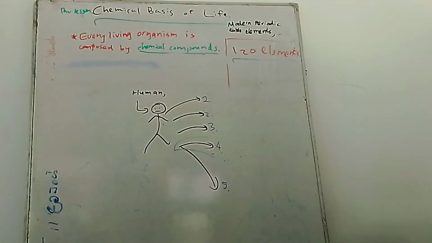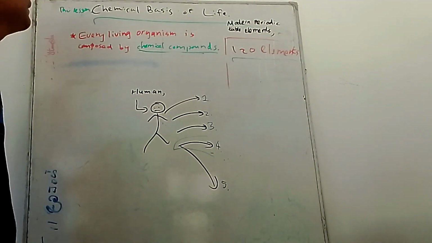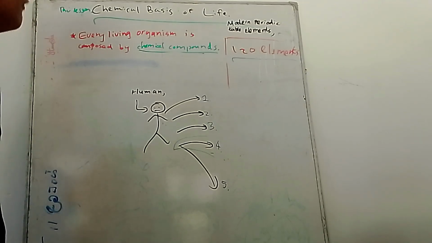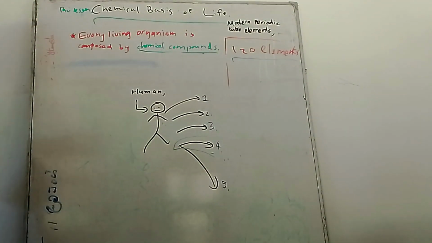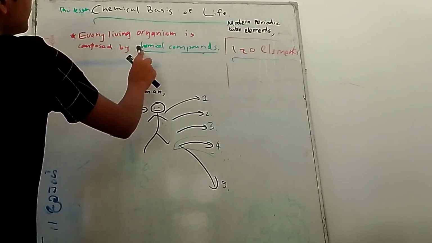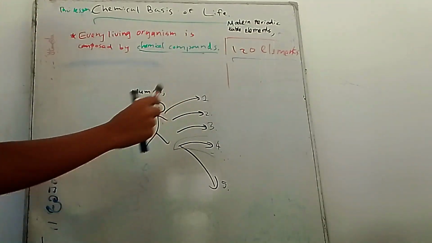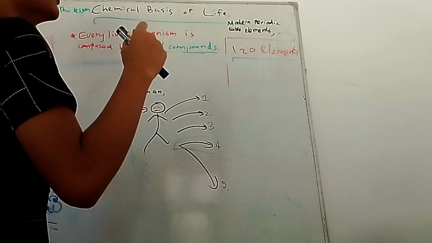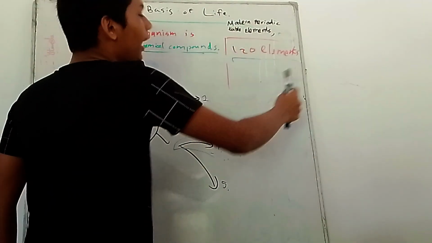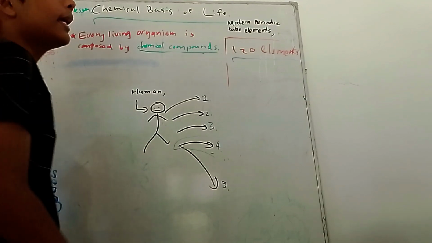Hello everyone, today we are going to discuss a bio lesson, which is the chemical basis of life. The topic simply means how living life is composed of chemical compounds. The main point is every living organism is composed of chemical compounds, and chemical compounds are composed of elements, and elements are the things you can see in the periodic table, and the modern periodic table has about 120 elements.